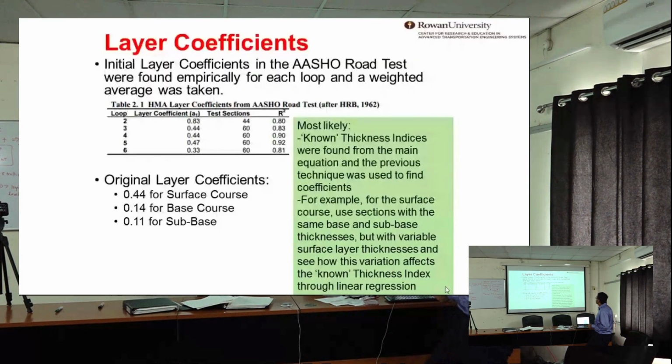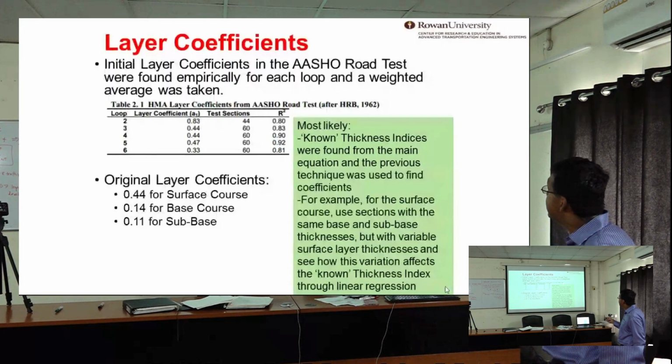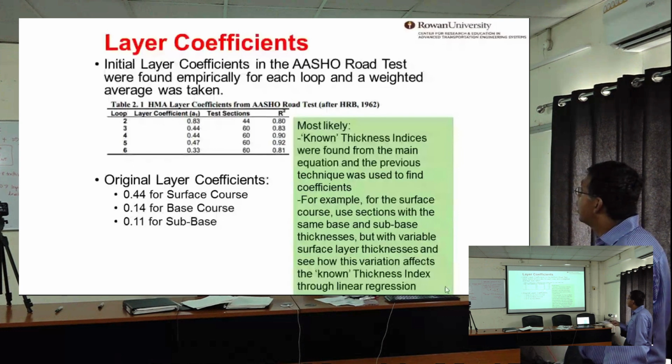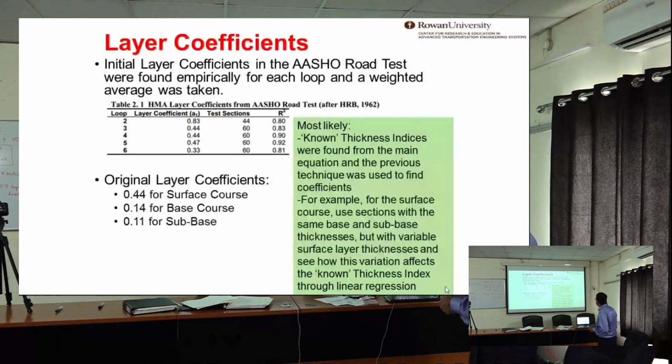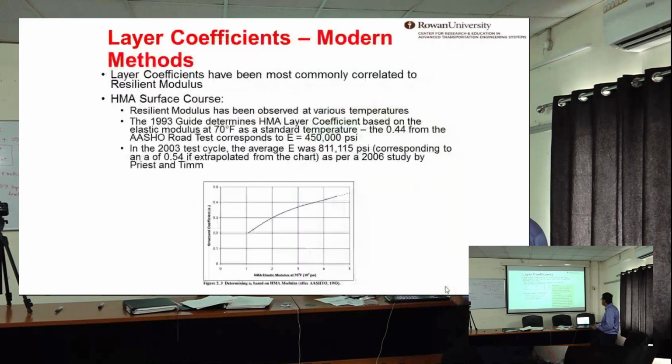Initial layer coefficients in the AASHO road test were found empirically for each loop. So right here, HMA layer coefficients from AASHO in 1962. So you're looking at different loops, structural coefficients, and you have test sections, you've got the fit, and then you have them for different layers. Most likely, known thickness indices were found from main equations. For surface course, they used sections with the same base and same subbase thickness. So they kept the foundation the same, but with variable surface layer thicknesses, and they determined the thickness index.